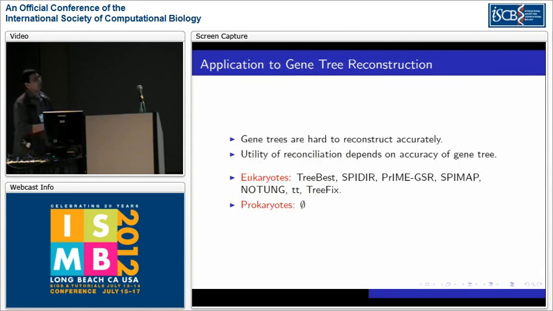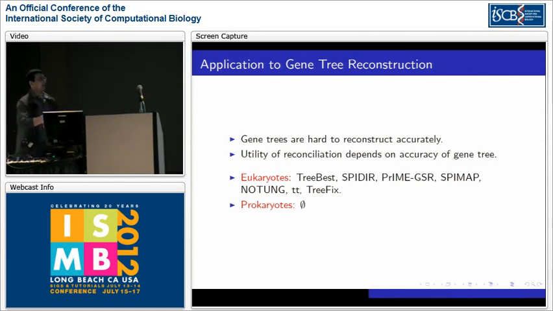So I'm going to talk about follow-up work which we did after this paper was published. Here we applied this algorithm to gene tree reconstruction. Like I mentioned earlier in the talk, gene trees are pretty hard to reconstruct accurately. But it is very important to construct them accurately, because even the utility of the reconciliation process itself depends on the accuracy of the gene tree. If you have a wrong gene tree, you infer wrong orthologs, wrong paralogs, and so on.